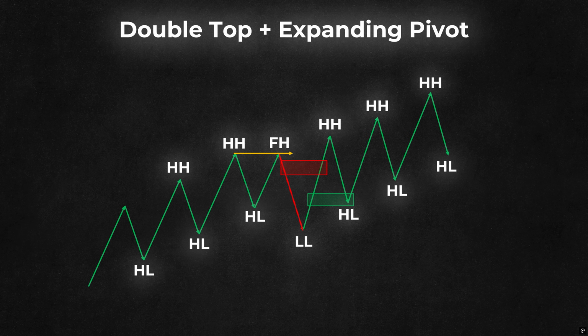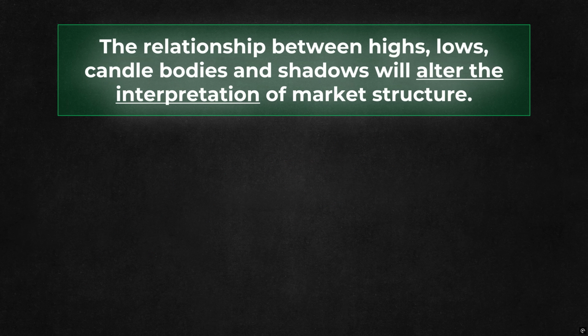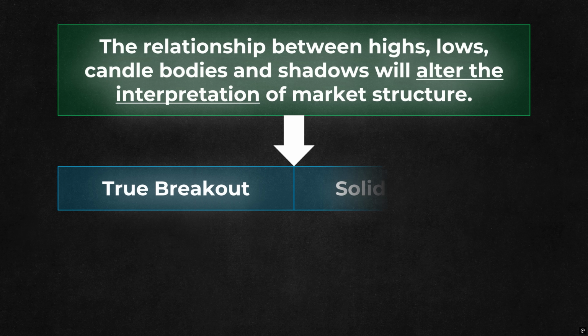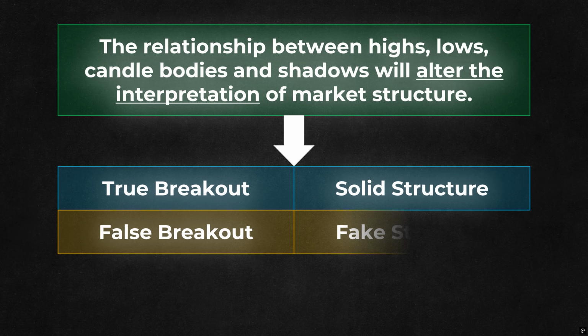So far, we have been talking about market structure in terms of highs and lows only, but once we add the candle bodies and shadows, things start to get a little more interesting and intricate. The relationship between highs, lows, candle bodies, and shadows will alter the interpretation of market structure. This gives rise to four concepts: true breakout, solid structure, false breakout, and fake structure. Let's understand the logic of why that happens, observing an uptrend once again.